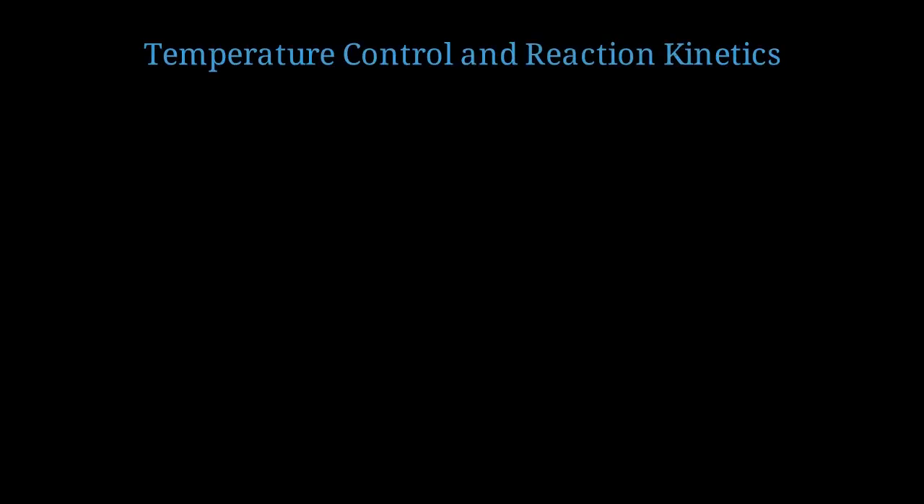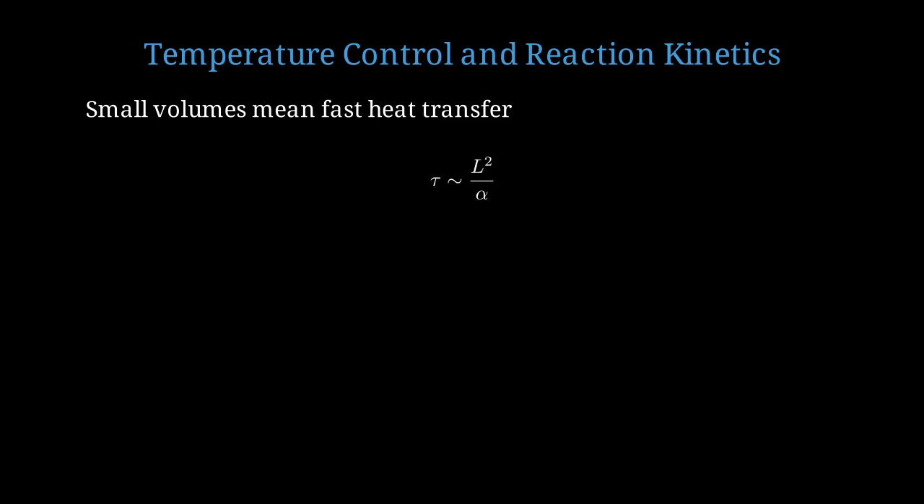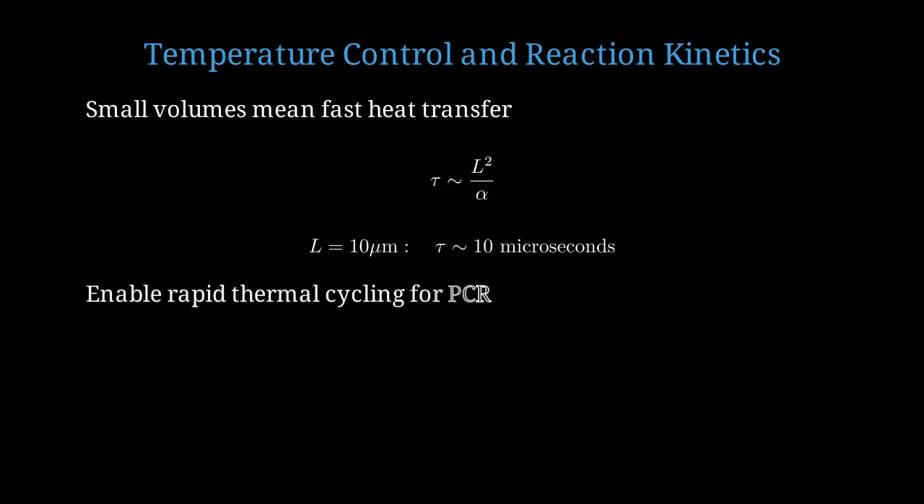Let's talk about temperature control and reaction kinetics in droplet microfluidics. One advantage of tiny droplets is extremely fast heat transfer. The thermal time constant scales with the square of the characteristic length. The time constant tau is proportional to L squared over alpha, where L is the characteristic length and alpha is the thermal diffusivity. For a 10 micrometer droplet, the thermal time constant is only about 10 microseconds. This means you can heat or cool droplets almost instantaneously. This enables rapid thermal cycling for polymerase chain reaction, or PCR, in droplets. You can perform PCR amplification in minutes instead of hours.